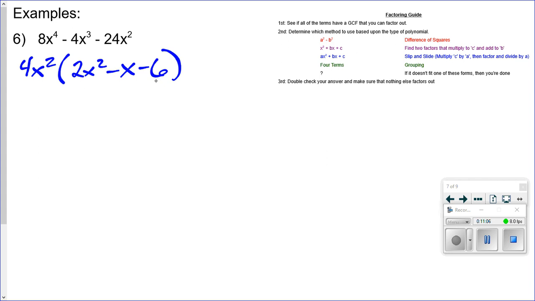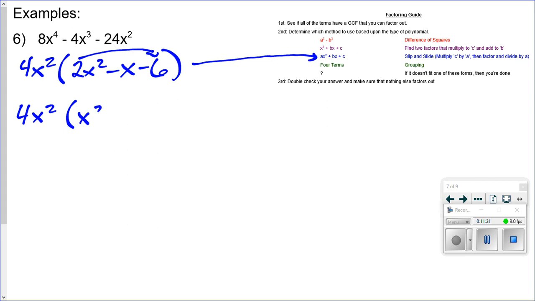All right, so let's look at this. What do we have here? Okay, this looks like this, right? Because there's a coefficient on there. So we're going to use slip and slide. So we're going to multiply 2 times negative 6. We're going to move the 2 over there. Again, don't forget about the 4x squared here. Don't lose track of that.